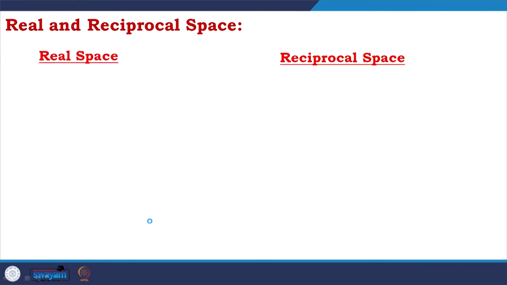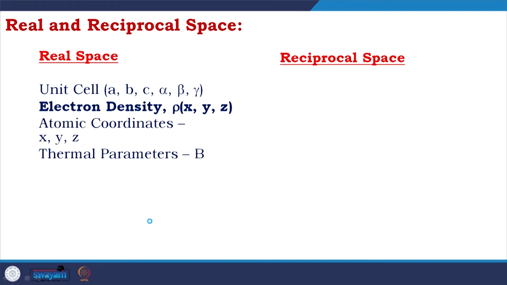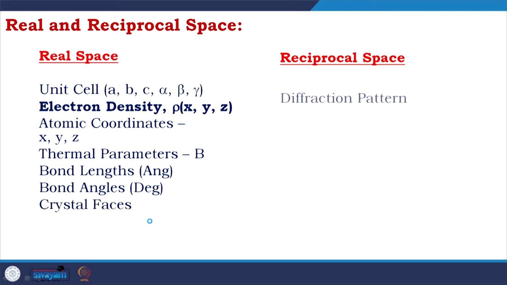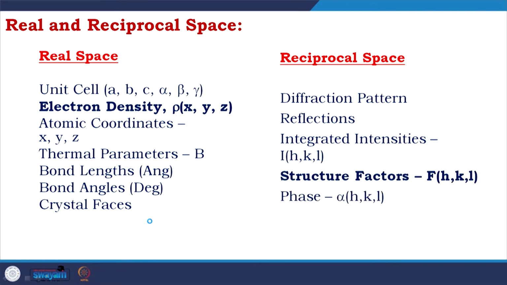I would also talk a little bit about the real space and reciprocal space, which we discussed in detail while talking about the crystal lattice. In the real space we get information about the unit cell a, b, c and alpha, beta, gamma, the distances and angles, the electron density rho(x y z), atomic coordinates x y z, thermal parameters B, which we will talk about later in detail, bond lengths in angstrom, bond angles in degrees, and crystal faces. Whereas from the reciprocal space we get to know about the diffraction pattern, reflections, integrated intensities I(hkl), structure factors F(hkl), and phase alpha(hkl).